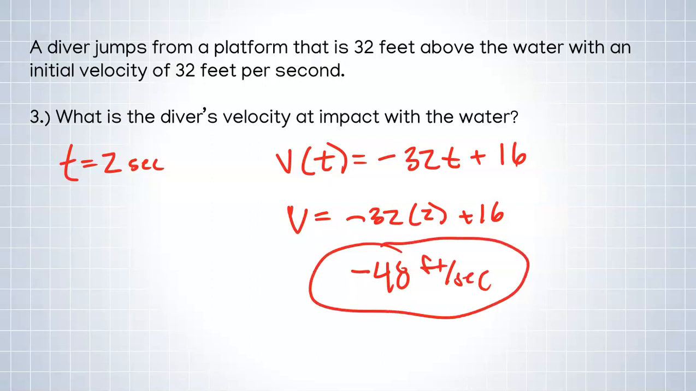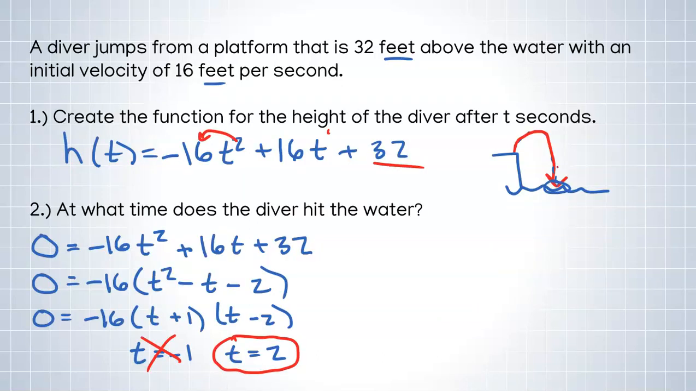Makes complete sense because obviously when the diver hits the water, the diver's on his or her way down. So that means when they splash into the water, they better have a negative velocity because again, velocity is speed with direction. And when they hit that water, they had a velocity of negative 48 feet per second. All I had to do was find the time it takes to hit the water, doing a little bit of solving there. And then I had to actually plug 2 into the velocity formula, which is again, just the derivative of the height formula. All right, that's it for this video.